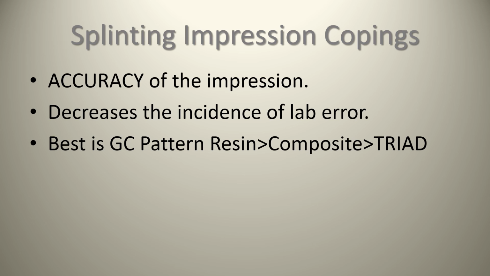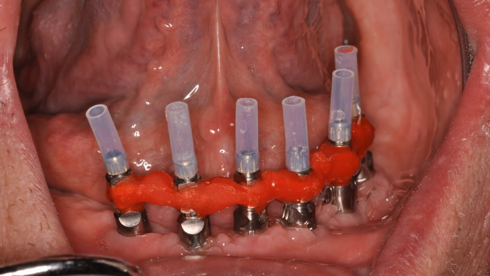So in this picture here, you can see that somebody has placed a number of impression copings in a particular case. In this case, it's 6 impression copings, and they've been locked together with GC pattern resin. You also have these little flutes on top to make sure that no impression material is going to get on top of these screw access holes for removing these impression copings for this open tray technique.